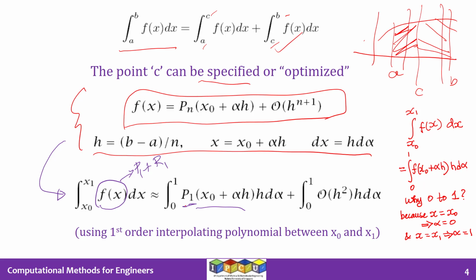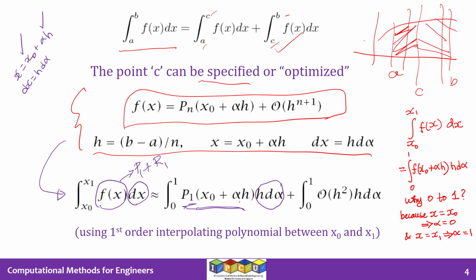So integral of p1. Now we had dx, right? But we have learned earlier that dx is equal to h d alpha. Because if x is equal to x0 plus alpha h, given that h is a constant and x0 is a constant, I can write dx is equal to h d alpha. So wherever you see dx, I can replace it by h d alpha because the polynomial p1 is going to be in terms of alpha. So the variable changes from x to alpha, as we have seen it a few times earlier.